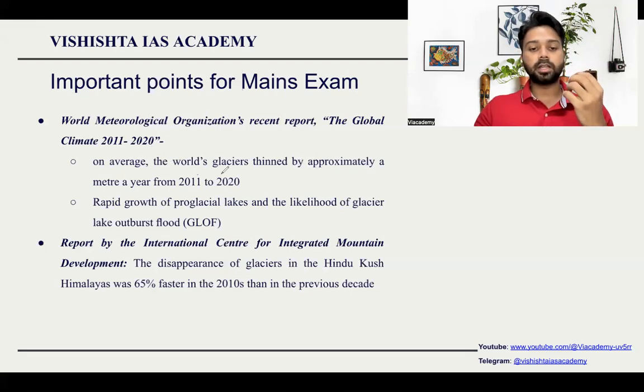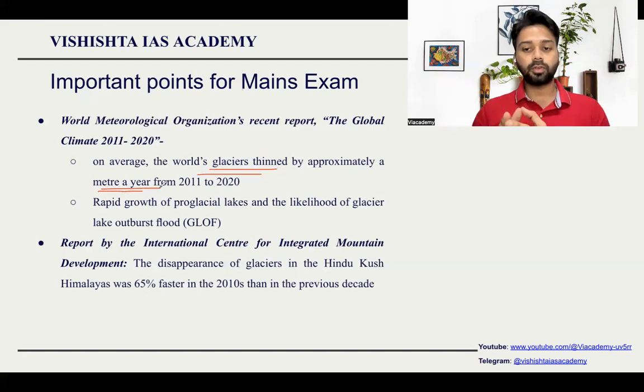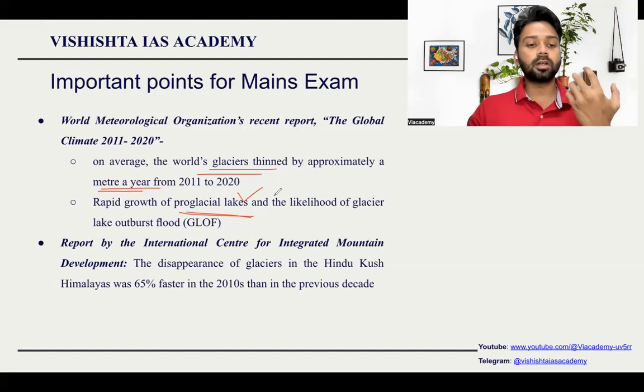On average, the world's glaciers have thinned by approximately a meter a year. So the global amount of glaciers have melted around 1 meter every year for 10 years from 2011 to 2020. Due to this melting, a lot of proglacial lakes are coming up. Proglacial lakes are lakes which are created because of the melting of glaciers.